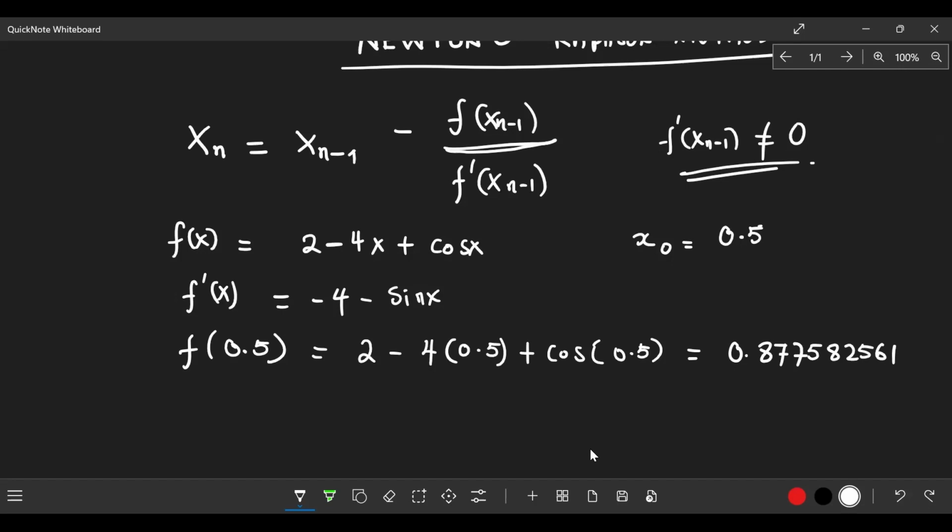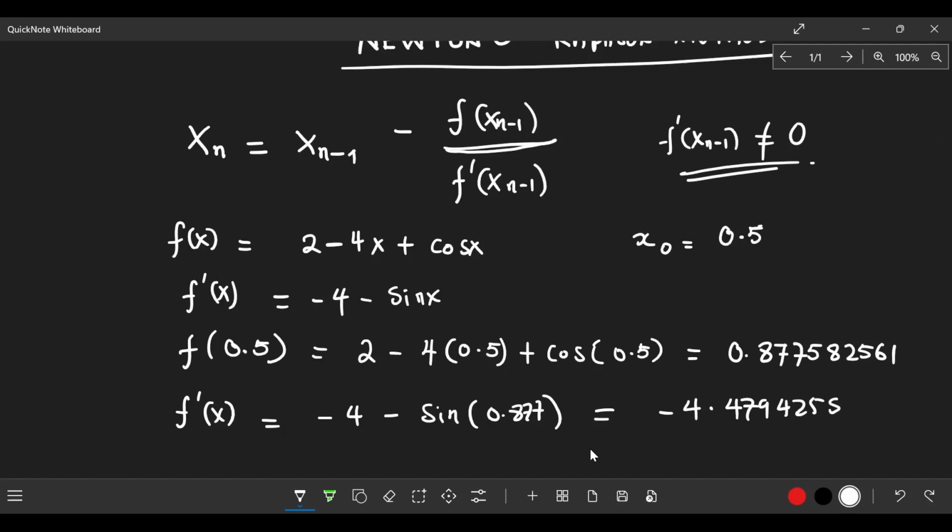Okay, let's also substitute in the derivative f prime of x. This is going to go to 4 minus sine of the same thing. So sine of that is 0.877 whatever. So what are you getting here? Minus 4.479, 425, 539. Okay, so now we substitute those values.